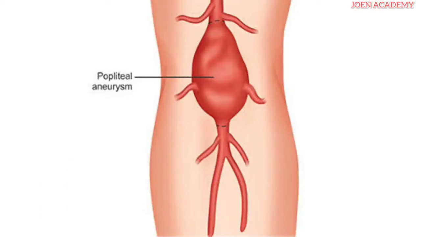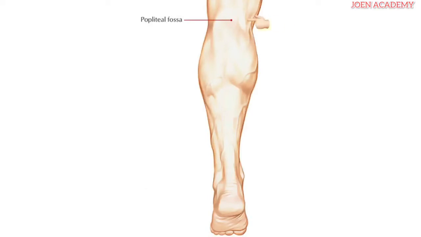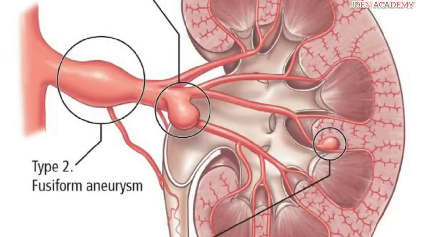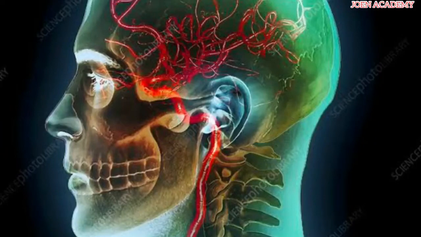Alright, so aneurysms may also be seen in the popliteal artery. I believe we can still remember our popliteal fossa and its boundaries. But if you don't remember, don't worry, I will still make a video on the popliteal fossa to refresh our memories. Alright. Aneurysms can also be seen on the renal arteries as well as the carotid arteries.